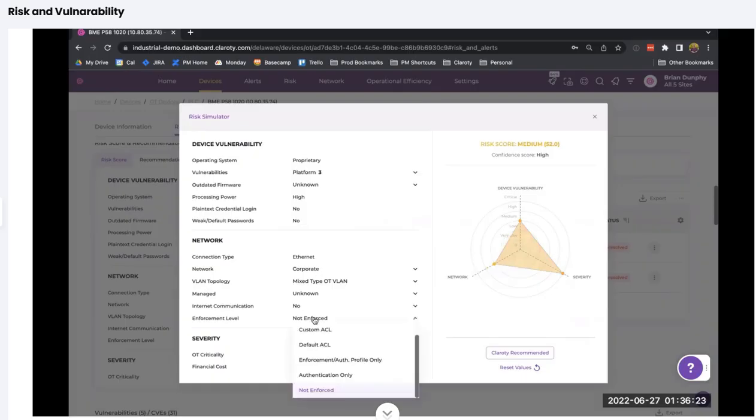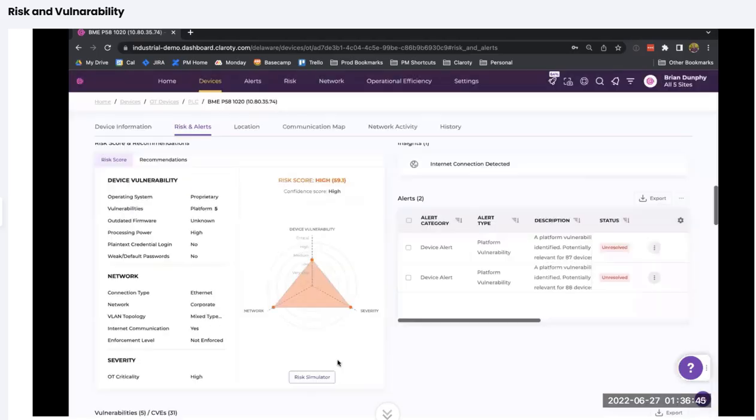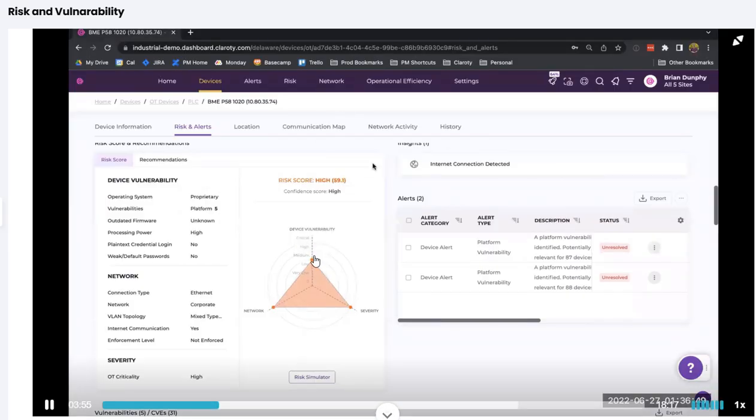From an enforcement standpoint, currently there's no network enforcement in place. What if we actually put an enforcement in place for this particular asset? And so again, you can role play out a couple of different variables here and ultimately see how that overall impacts the risk score. So that gives you an idea how that risk score is used.